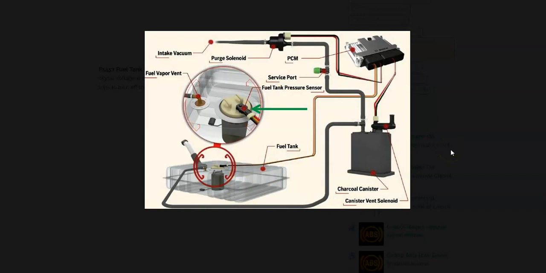I just wanted to give a real quick brief overview of what you could do if you had a Honda with the P0499 code and how you go about fixing it.